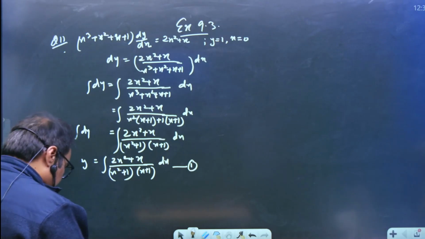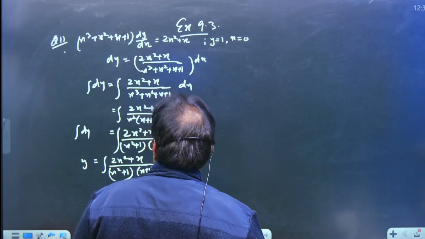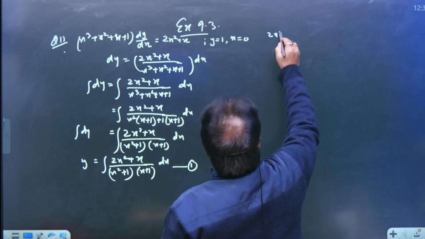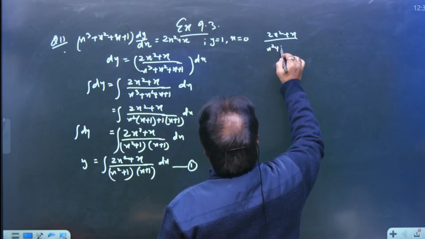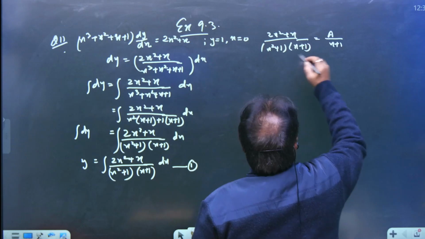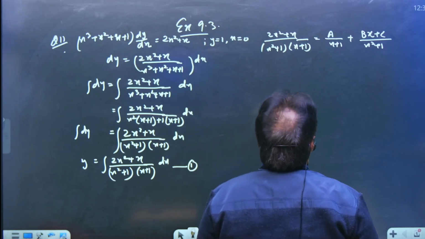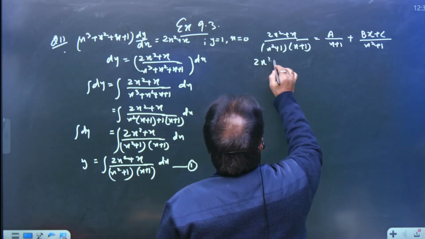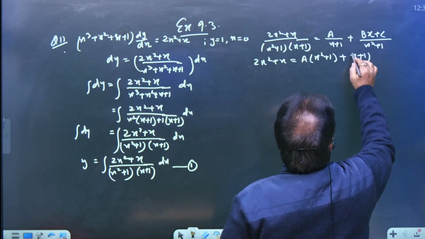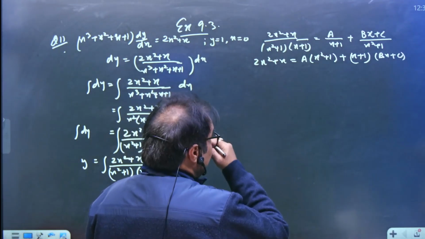Now integrate the right hand side. We will apply the integration of partial fractions. So (2x² + x)/((x² + 1)(x + 1)) can be written as A/(x + 1), and since the other factor is quadratic, it should be (Bx + C)/(x² + 1). The LCM will remain the same, so 2x² + x = A(x² + 1) + (x + 1)(Bx + C). Now find the values of A, B, C, put them here and integrate.